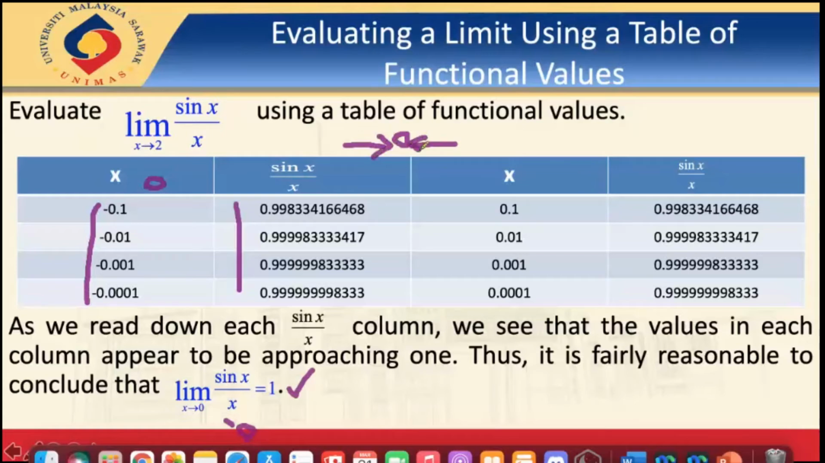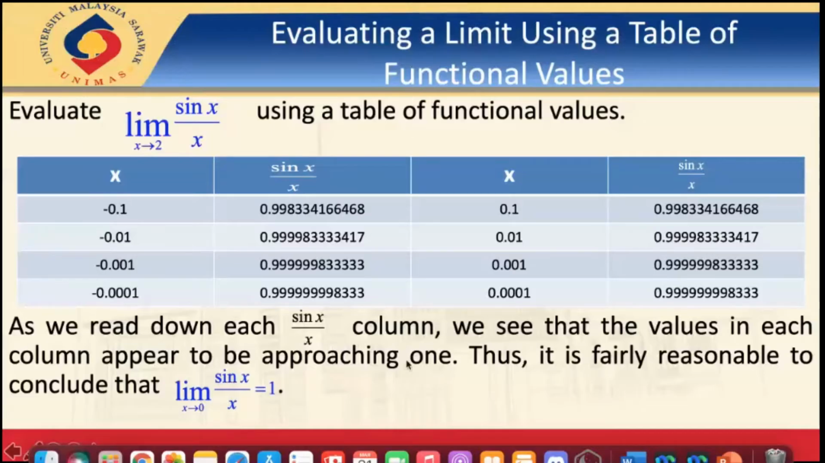Both concepts are clear, correct: if you come closer to 0 from the negative side, still okay, or if you come closer to 0 from the positive side, still okay. It is clear from these values, and these values are correct in a calculator. If you use a calculator and apply these values, like sine of negative 0.1 divided by negative 0.1, you will get this number. Do you want to try by calculator?